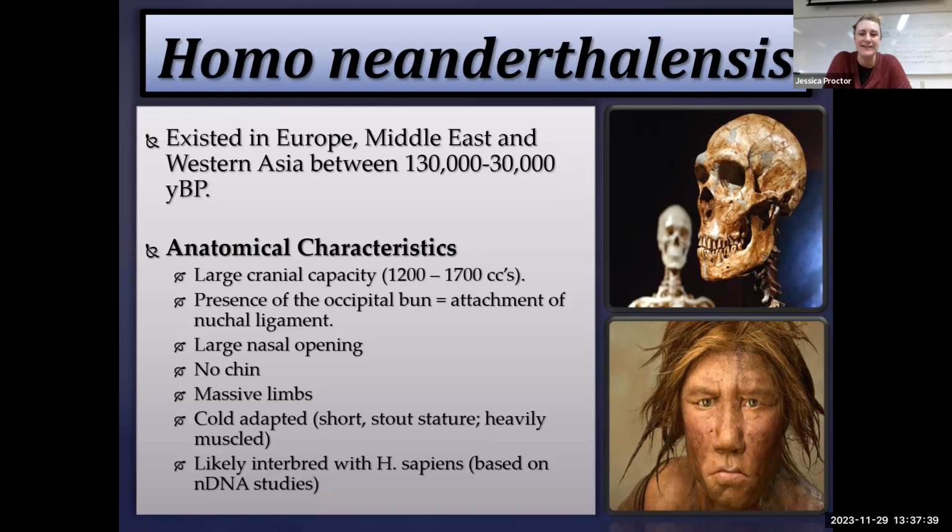Also, there's nuclear and mitochondrial DNA evidence that Neanderthals interbred with Homo sapiens. We will talk about that in more detail later on in this lecture. But it is very likely that Neanderthals interbred with Homo sapiens when they coexisted with them and contributed to our modern day gene pool.